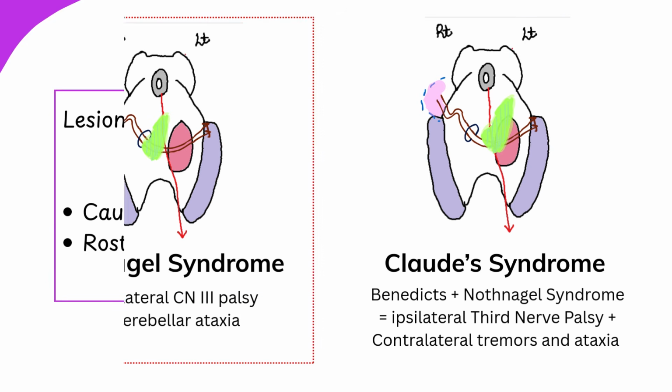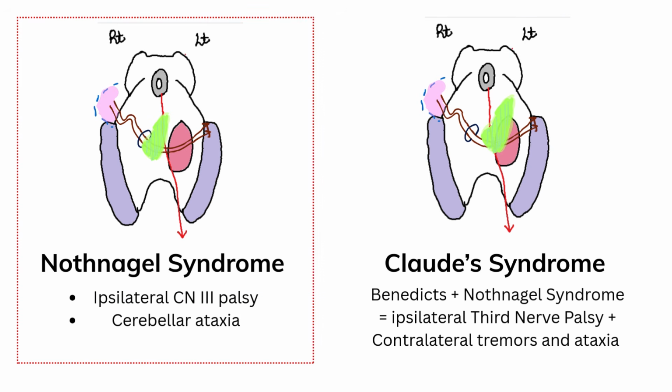Let's discuss the Nothnagel syndrome. In Nothnagel syndrome, the superior cerebellar peduncle is involved along with the third nerve fascicle. So, the findings include the ipsilateral third nerve palsy and cerebellar ataxia. The ataxia could be ipsilateral or contralateral depending on whether the lesion is before or after the peduncular decussation. This is why different sources may list different sites of ataxia.